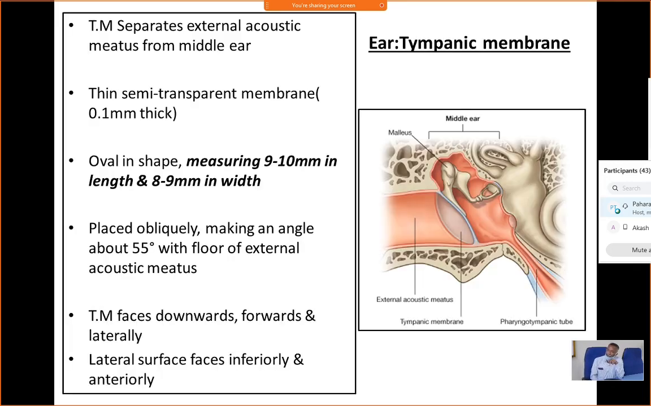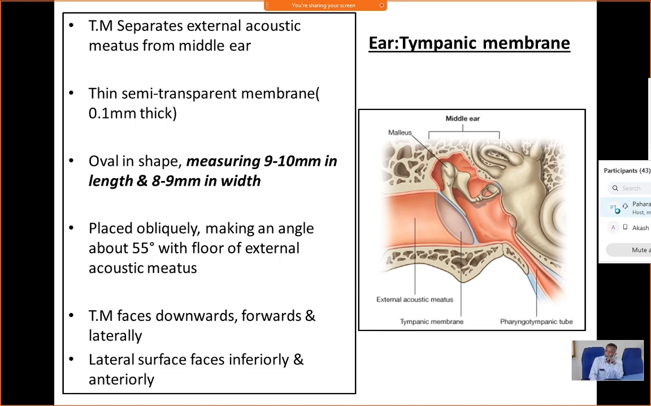Then come to the tympanic membrane. The external acoustic meatus is closed by the tympanic membrane, or you can say the tympanic membrane separates the external ear from the middle ear. It is a structure you have already seen in the diagram. The tympanic membrane is a transparent membrane, and its thickness is around 0.1 millimeter, so it is very thin.